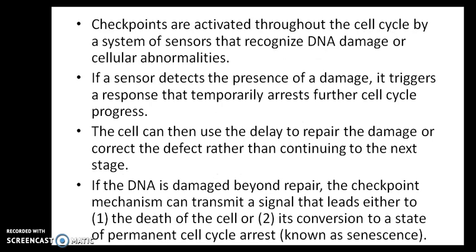Checkpoints are activated throughout the cell cycle by a system of sensors that recognize DNA damage or cellular abnormalities. If a sensor detects the presence of damage, it triggers a response that temporarily arrests further cell cycle progress. The cell can then use the delay to repair the damage or correct the defect rather than continuing to the next stage. If the DNA is damaged beyond repair, the checkpoint mechanism can transmit a signal that leads either to death of the cell or its conversion to a state of permanent cell cycle arrest known as senescence.